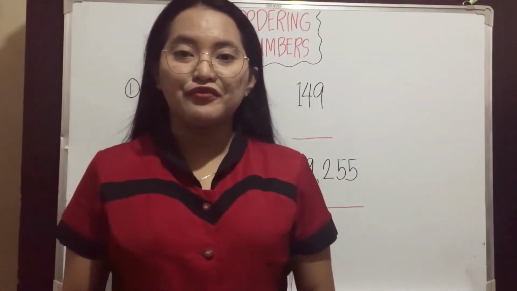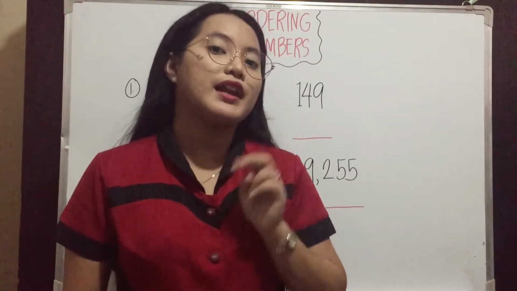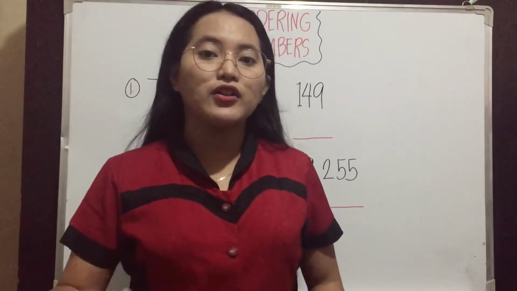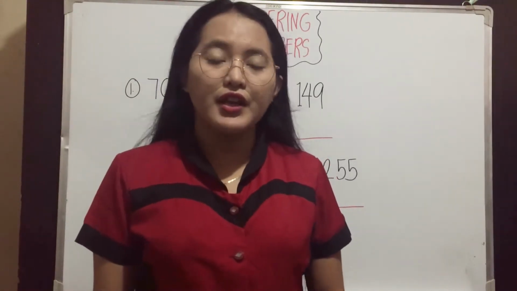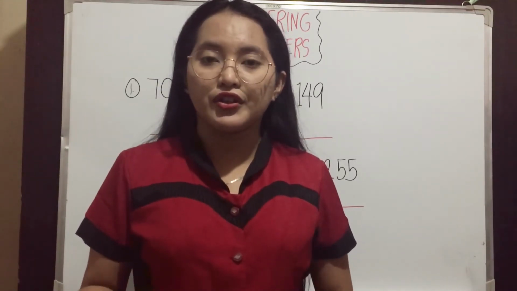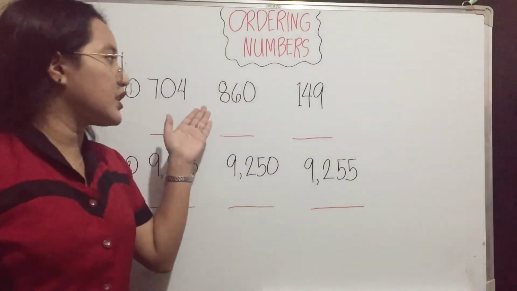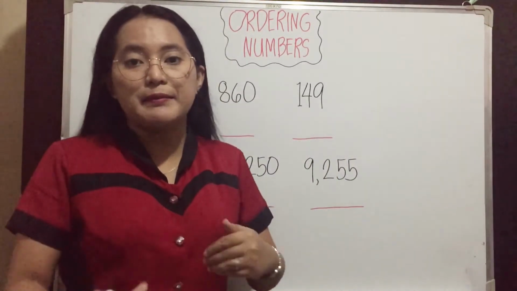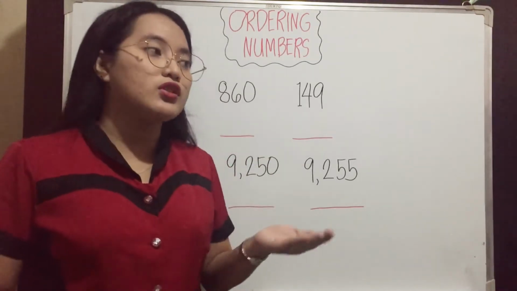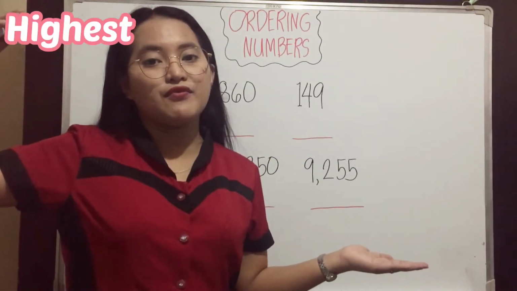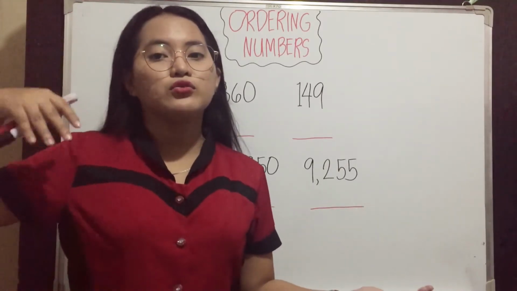Okay, let us have first two examples. Then later I will give other examples for you to try on how to order numbers. Let us start first with increasing order. We have to arrange the given numbers in increasing order. It means that you have to start from the smallest value to the highest value, from the lowest to the highest.